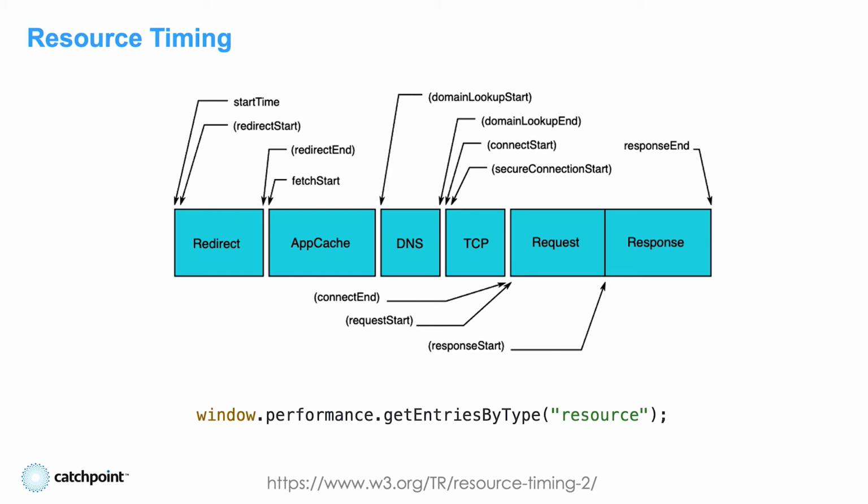Resource timing took it a step further, where beyond just getting it for the overall document, now we get all of the timings for every request that's made on the page, assuming that the cross-origin requests allow timing. Otherwise, you just get that the request happened in an overall duration.